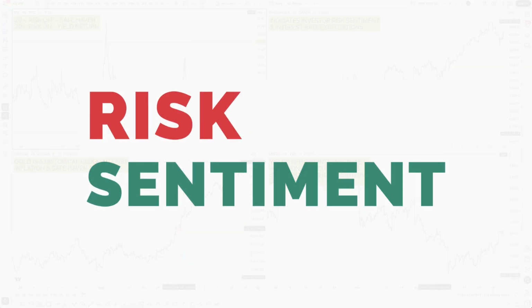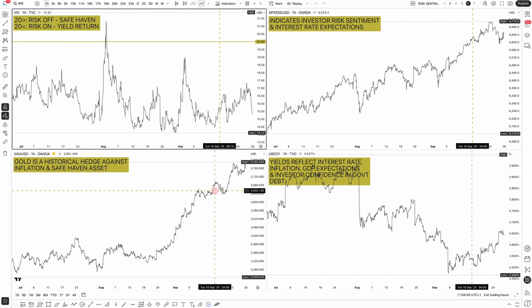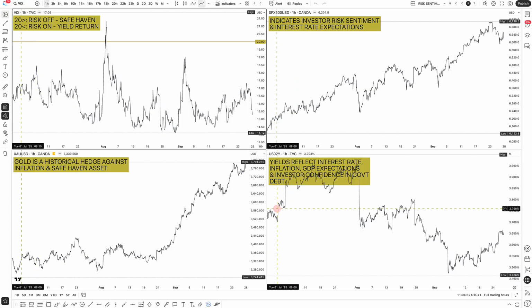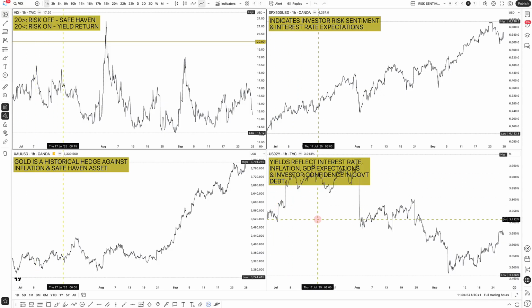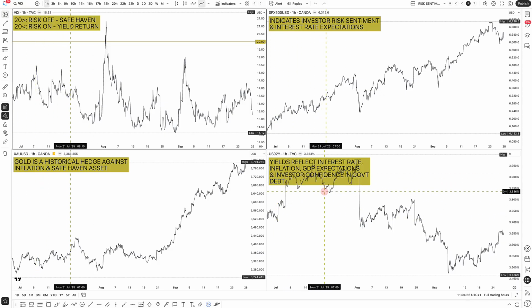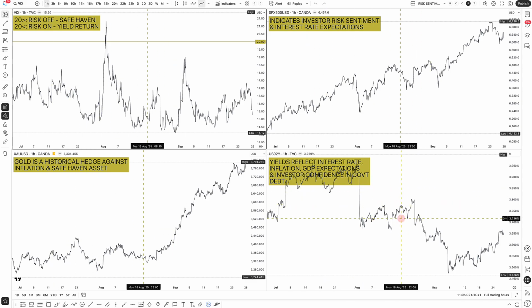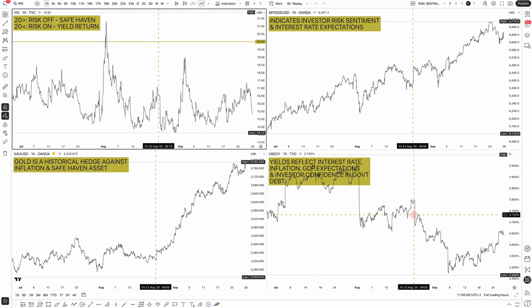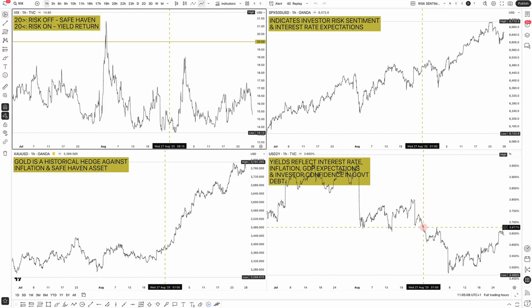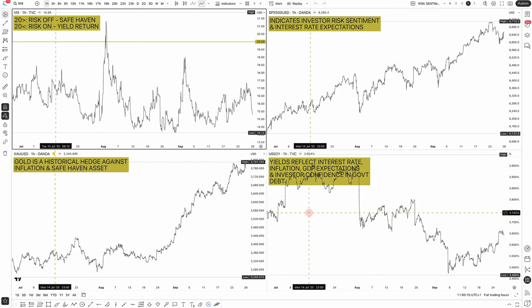So looking at risk sentiment, for risk sentiment we tend to look at the VIX, the S&P, gold, and the 2-year yield, although you can swap the 2-year yield out with pretty much any other bond yield. So you can use, for example, the euro yield, you can use the UK gilts, Japanese ones, etc.